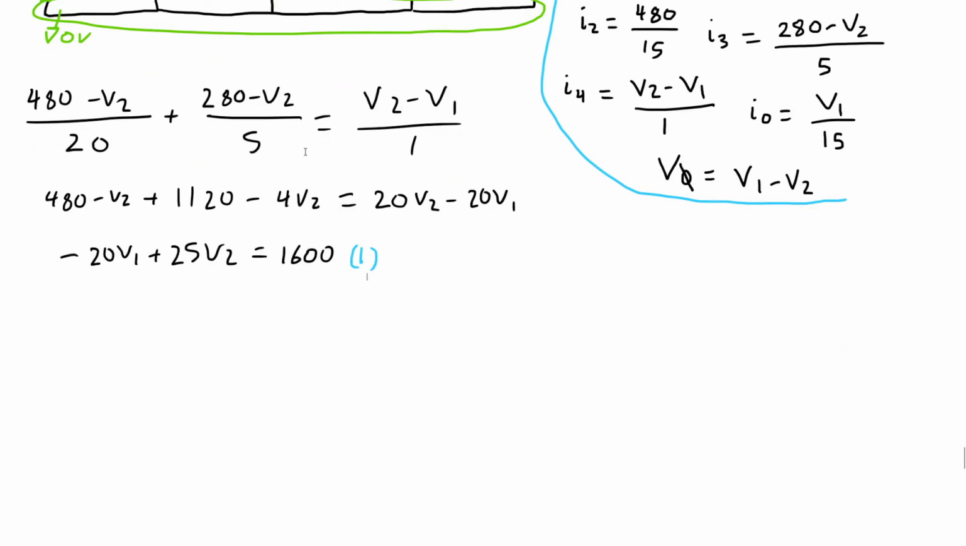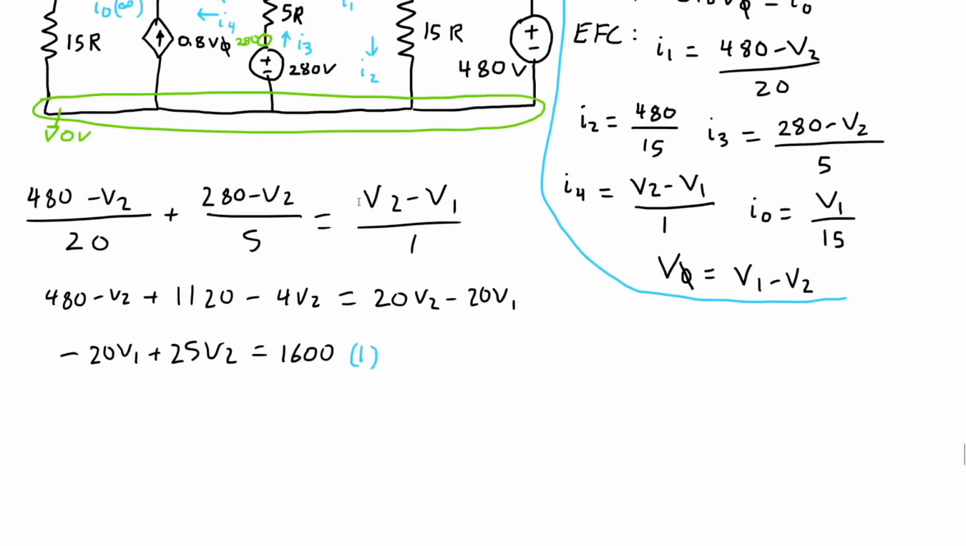So that's going to become equation 1. We're going to use the other KCL to come up with, I already wrote it down, but it's basically the same process. It's going to be minus 20 V1 plus 15 V2 equals 0. This is just using the other KCL. I just don't want to write it all out again. So I'll put that in my calculator. I get V1 equals 120 and V2 equals 160.